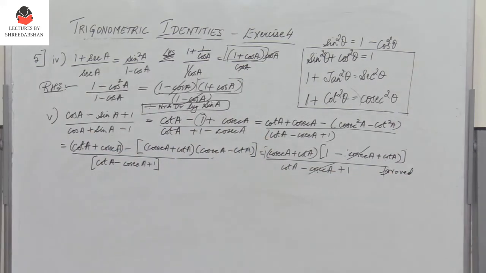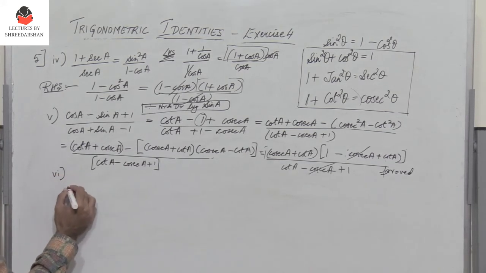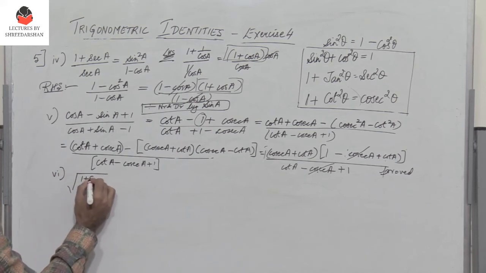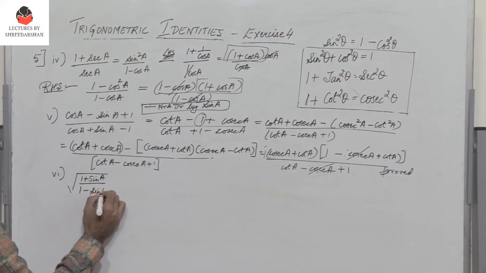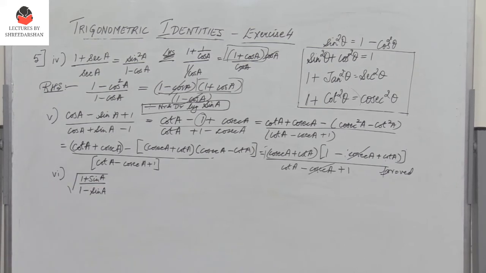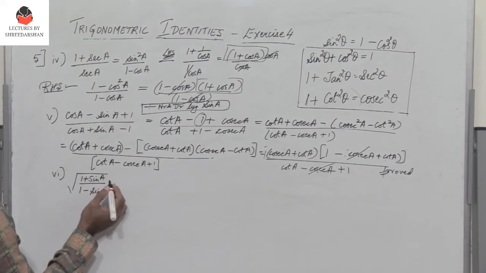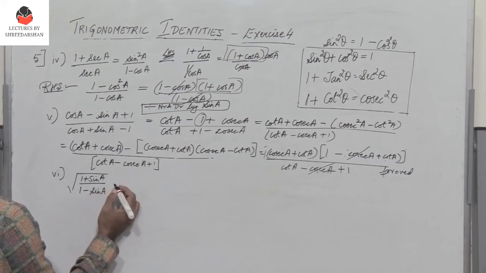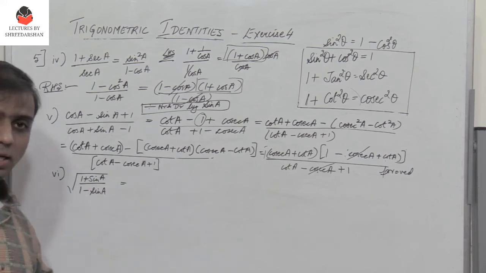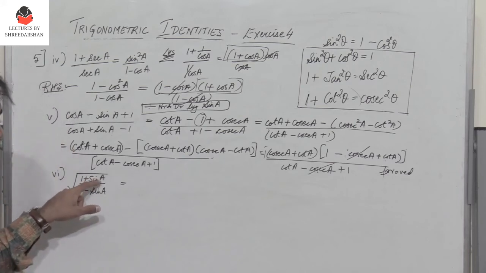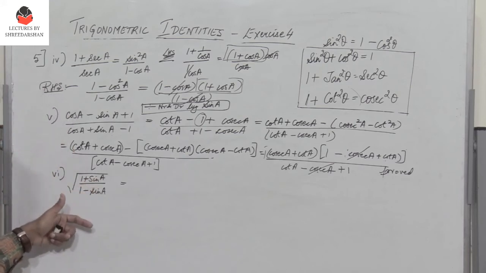Right? So now moving on with the next one, problem 6. We have to prove that root of 1 plus sine A divided by 1 minus sine A equals tan A plus secant A. So again, a very simple problem. So now what we do is, let's consider this expression. So again we need tan A and secant A, right? So how do I get tan A? I get tan A by dividing sine A by cos A, and secant A is 1 by cos A.